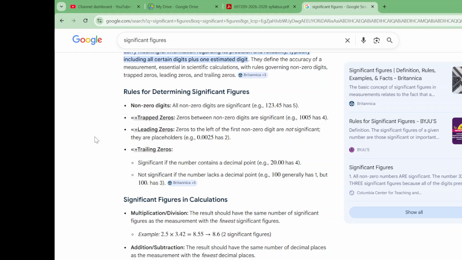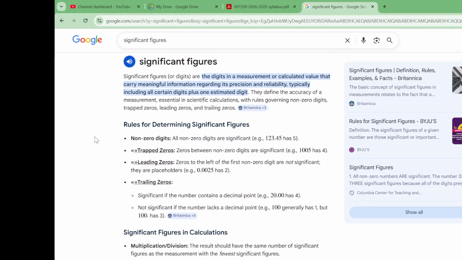Okay, significant figures. Significant figures are the digits in a measurement or calculated value that carry meaningful information regarding its precision and reliability, typically including all certain digits plus one estimated digit.